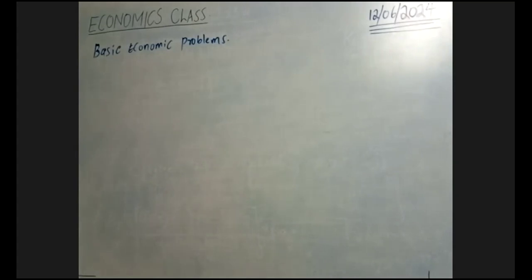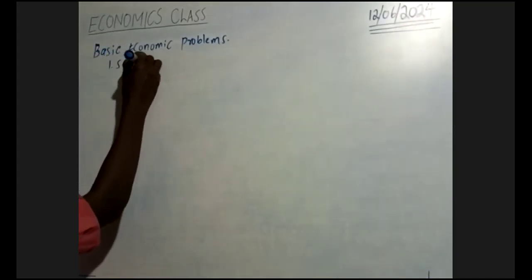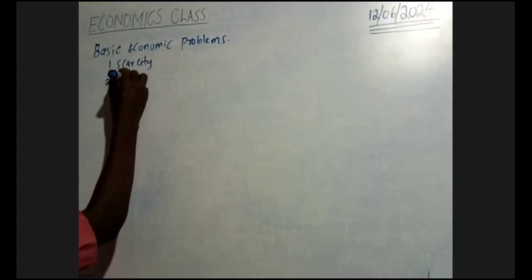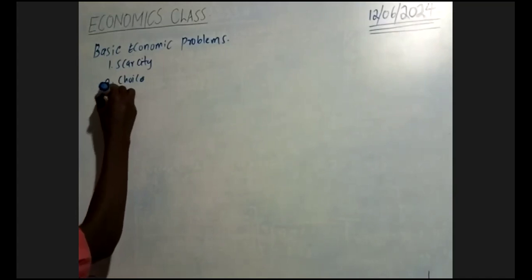So basic economic problem. We talked about some of the items. We talked about scarcity. We talked about the choices. So these are the basic economic problems. Let me set them, then we start from where we were. Number 1, we have scarcity. Number 2, we have choice. Number 3, these are the basic economic problems.